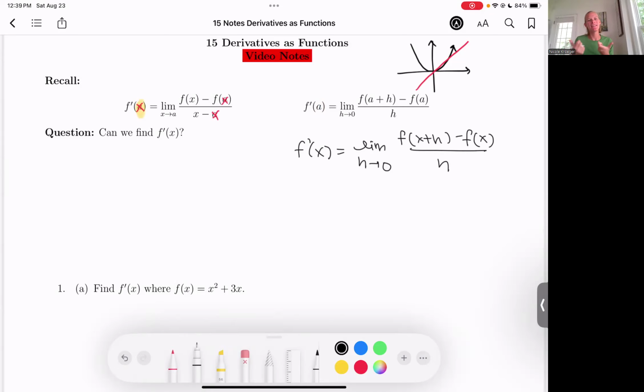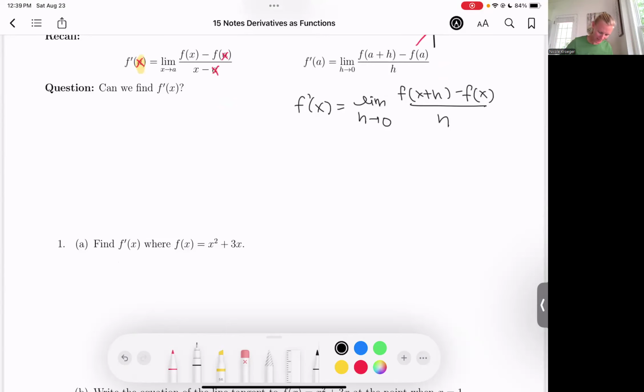What we'll notice here is that the derivative itself will be a function. We're going to start out with a function. We're going to find its derivative. That derivative will be a function. If I want to find the derivative at a particular point, I'll just be able to plug it into that function. Okay, let's jump into an example.